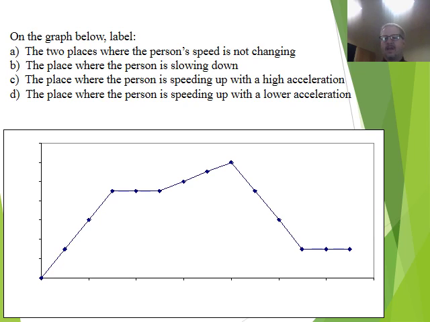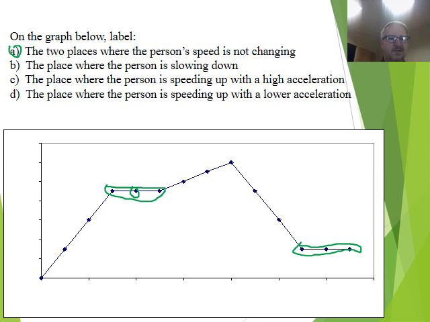Alright. So hopefully you paused the video and you plotted these out. Let's see if what you plotted out matches up with what I do. So the two places where the person's speed is not changing would be here, or you could select the whole line segment, and here. So that's A.